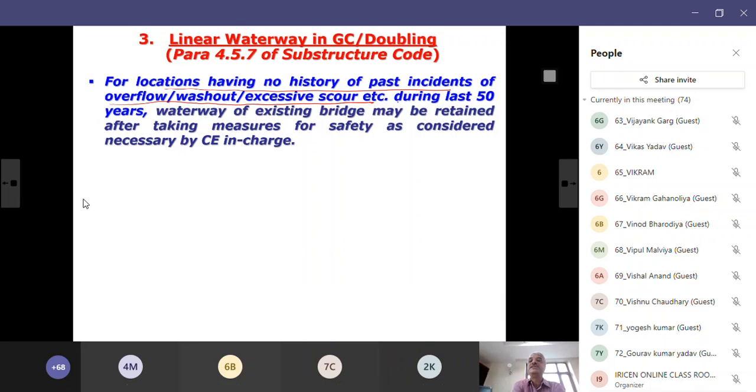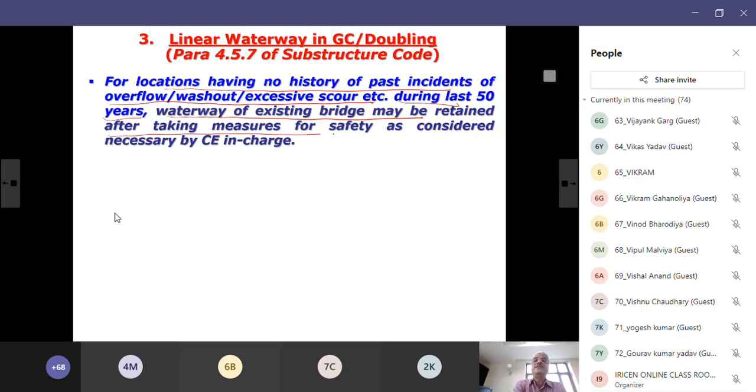It means during the last 50 years, which is our default return period. So if that bridge has existed for 50 years and in those 50 years we have no history of any adverse incident like water overflowing, washout or excessive cover, then the waterway of the existing bridge may be retained. You don't have to do design discharge calculation. You don't have to do waterway calculations for that bridge. Retain the existing waterway, merge both, join both of them.